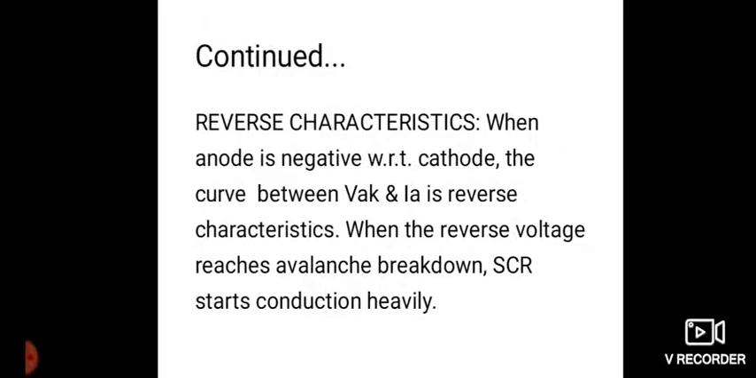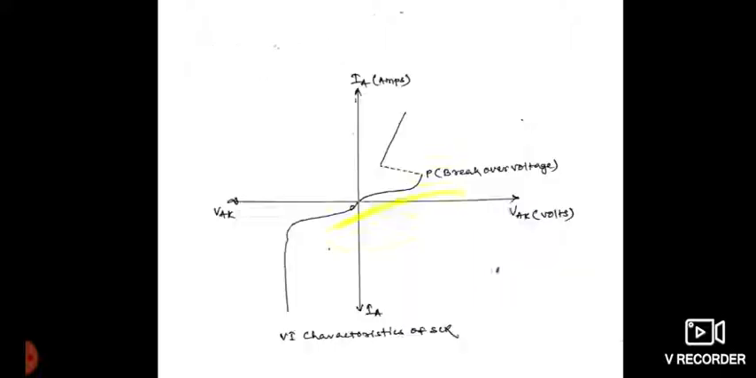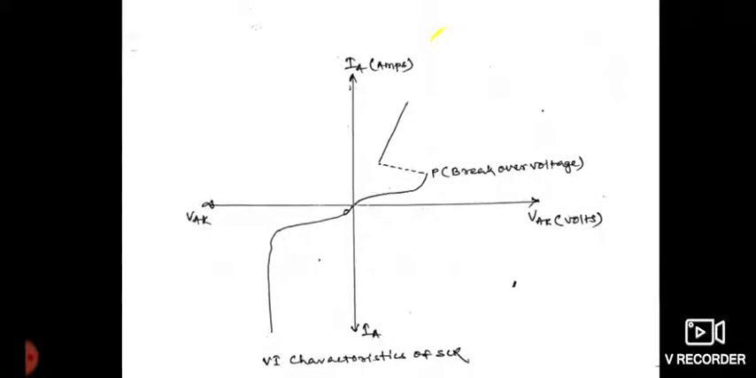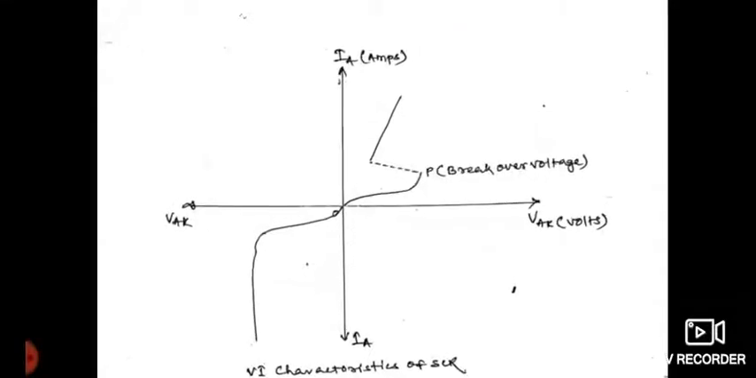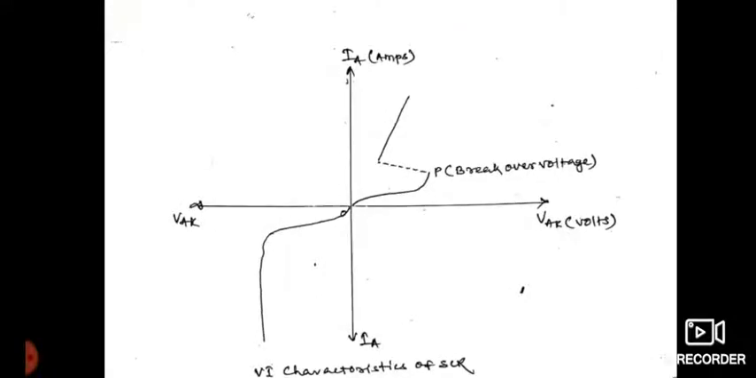Reverse characteristics. When the anode is negative with respect to the cathode, the curve between VAK and IA is the reverse characteristics. When the reverse voltage reaches avalanche breakdown, the SCR starts conducting heavily. So the characteristics of SCR can be clearly seen in this picture.